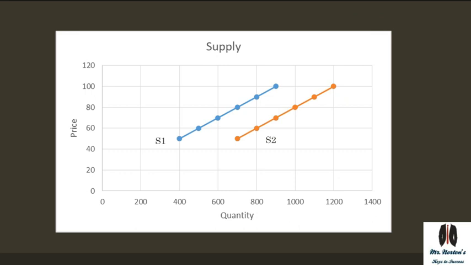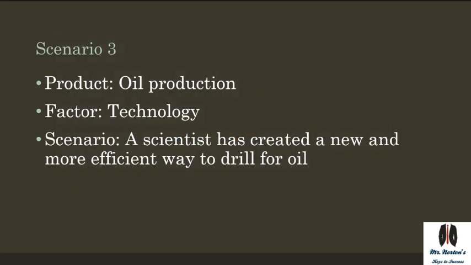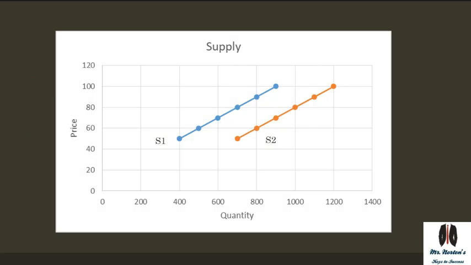The next one we're going to do is we're going to talk about technology, oil production. A scientist has created a new and more efficient way to drill for oil. When you are more efficient, that means you can make more of it. So that means we're going to have a shift to the right. So hopefully you had that one down.